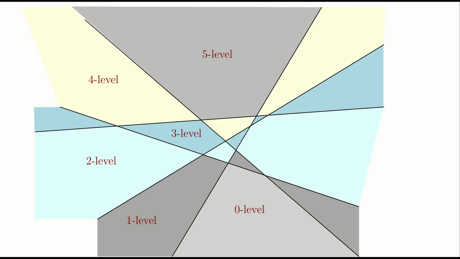And now using this concept, we define the concept of less than or equal k level. So less than or equal k level is a union of 0 level, 1 level, and all the way up to k level. In this picture, we have shown the less than or equal 3 level, which, as you can see from the picture, is the union of 0, 1, 2, and 3 levels.